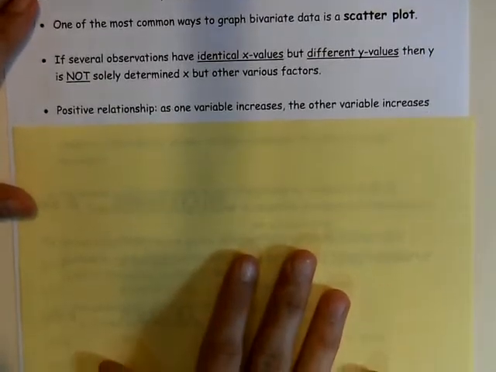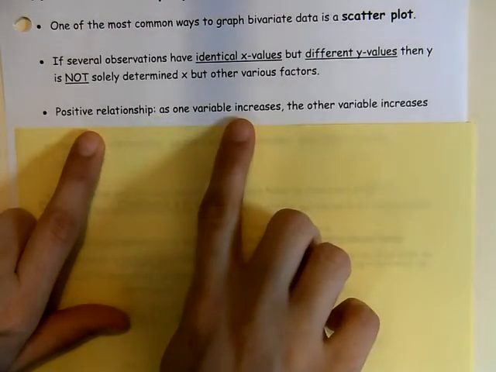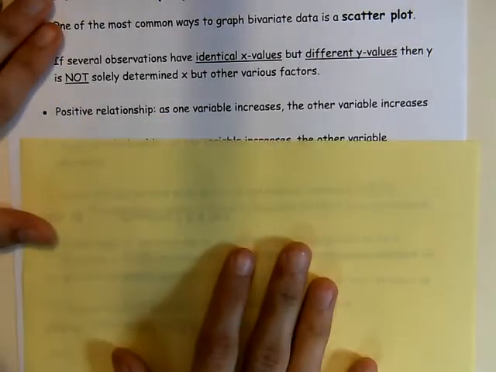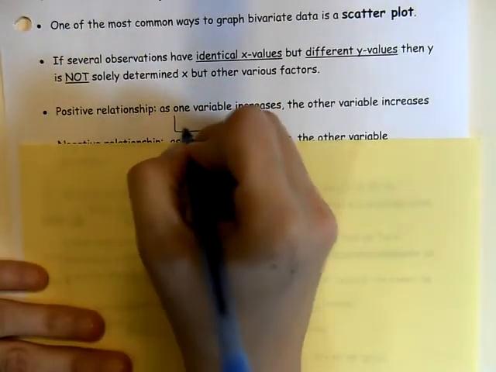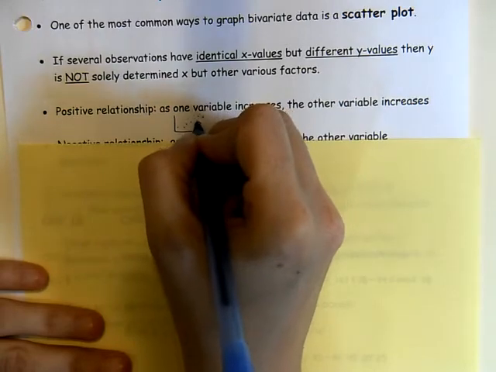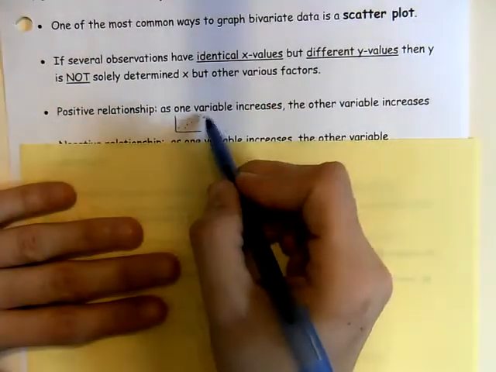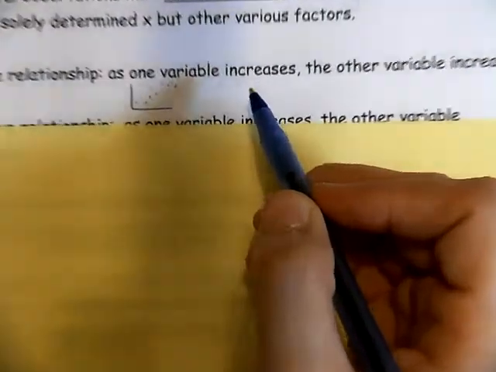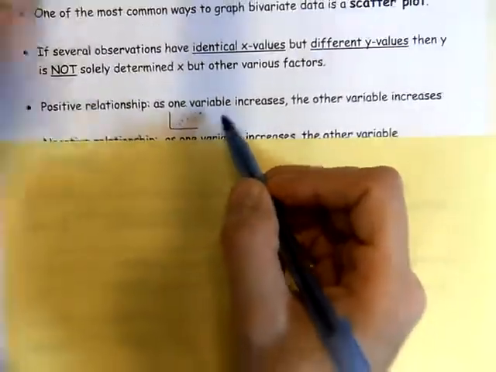Biggest thing, positive relationship in a scatter plot: as one variable increases, the other variable increases. If I were to draw you a little sketch, think of height and weight. As one variable increases, the other variable increases. So it looks like a scatter plot going upward. I don't know if you can see that.